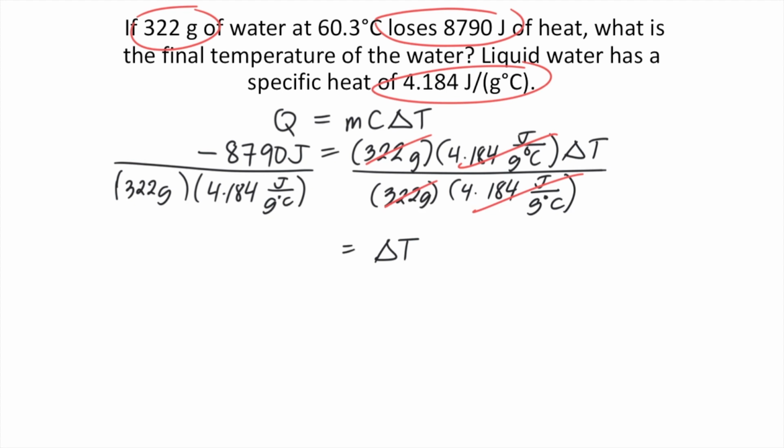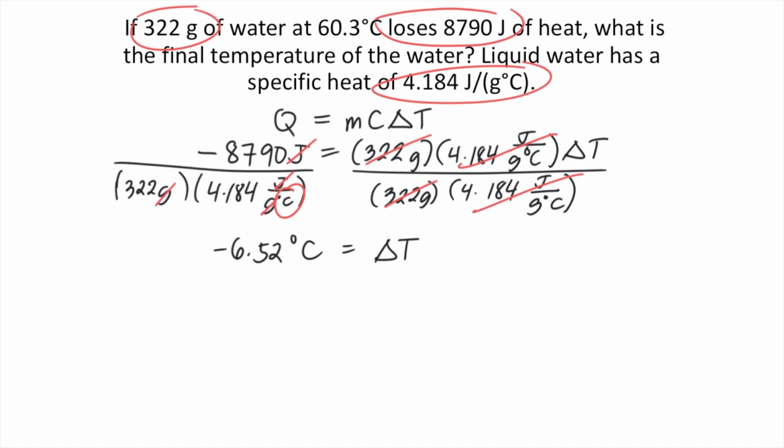Now on the left side, you can solve this using your calculator. That's negative 8,790 divided by 322 multiplied by 4.184. Here you will get that the answer is approximately negative 6.52. So the joules will cancel, the grams will cancel, so the remaining unit is degree Celsius. So delta T is negative 6.52 degrees Celsius. So this is the change in temperature.